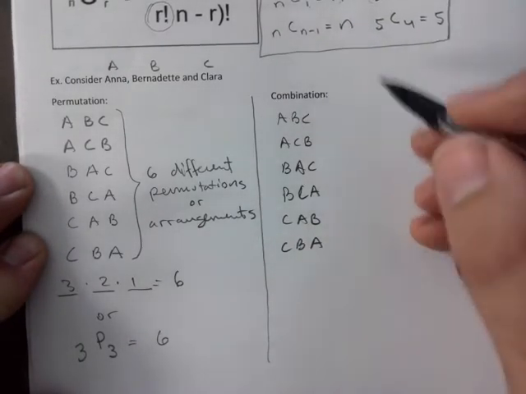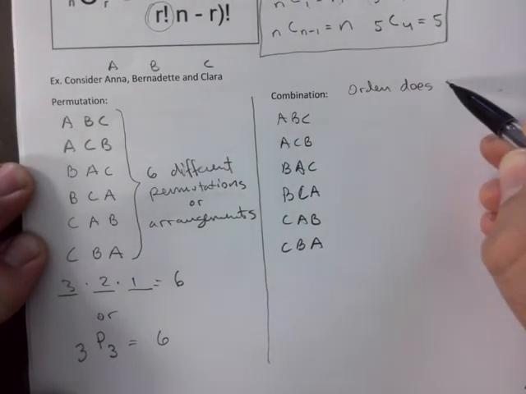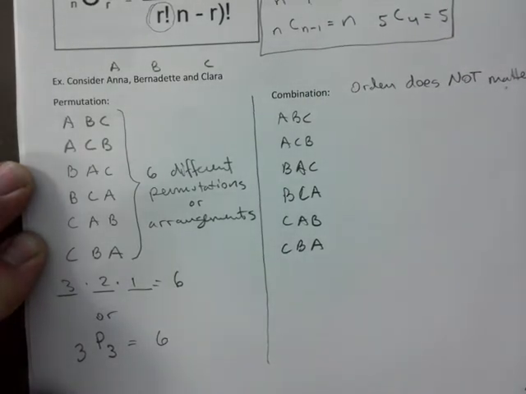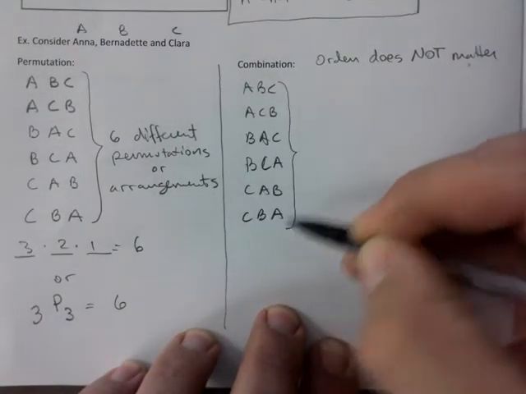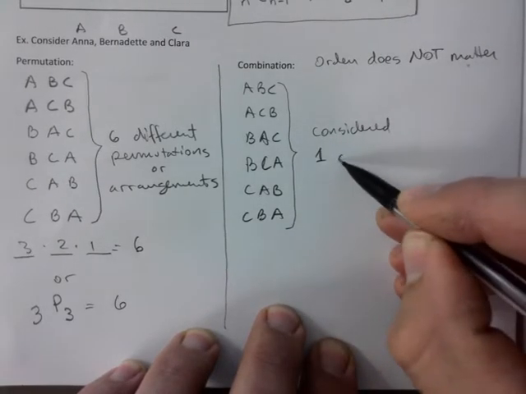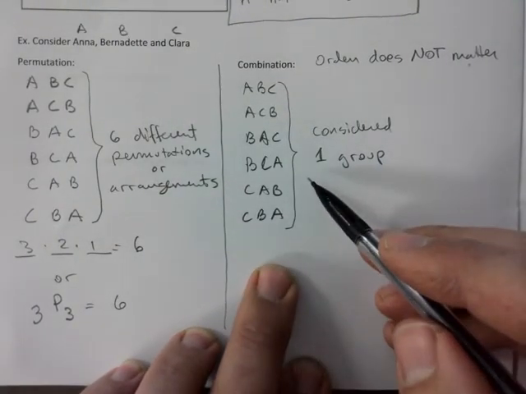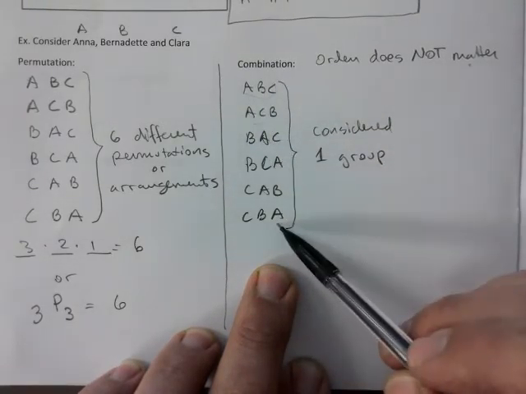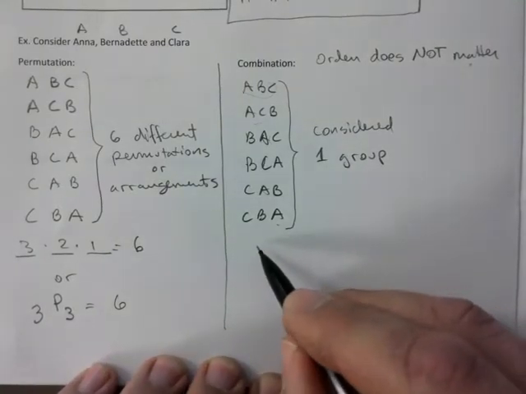With combination, order does not matter. Okay, when you're doing combination, all of this is just considered one group. So it doesn't matter which order you're in, all of these arrangements will be considered just one group when you're talking combination. Okay, so let's put that into place.